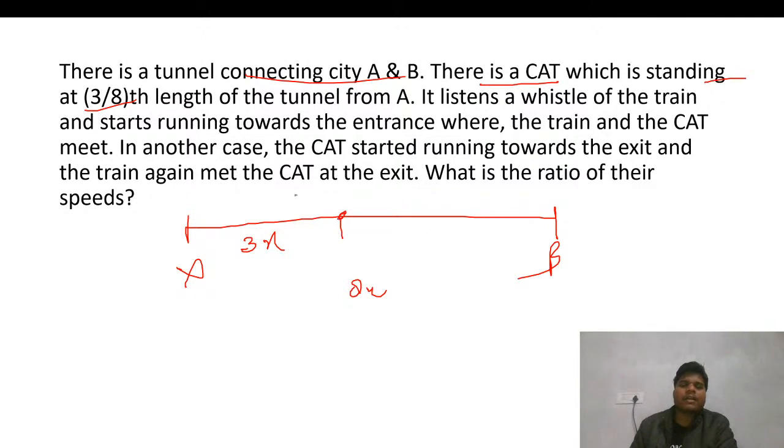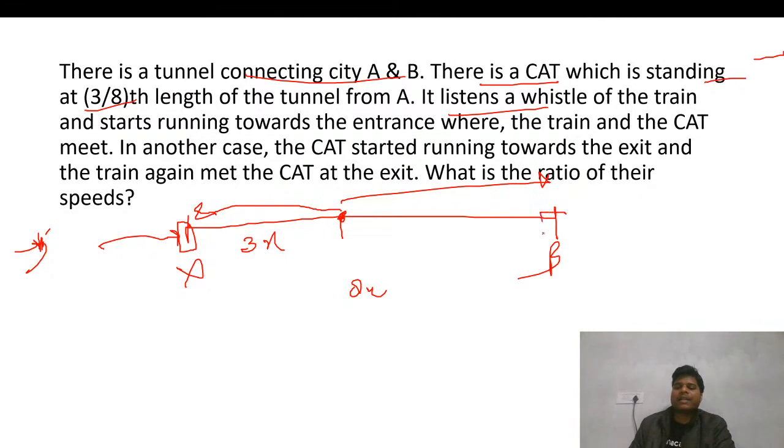So the cat is standing here, and a train started from here, and it whistles. Now the cat will listen to the whistle and the cat will start running. If the cat runs towards this side, the train and cat will reach here at the same time. If the cat runs in this direction, the train and cat will reach this point at the same time. So there is no possibility of the cat to escape from the train. Basically this is the thing.